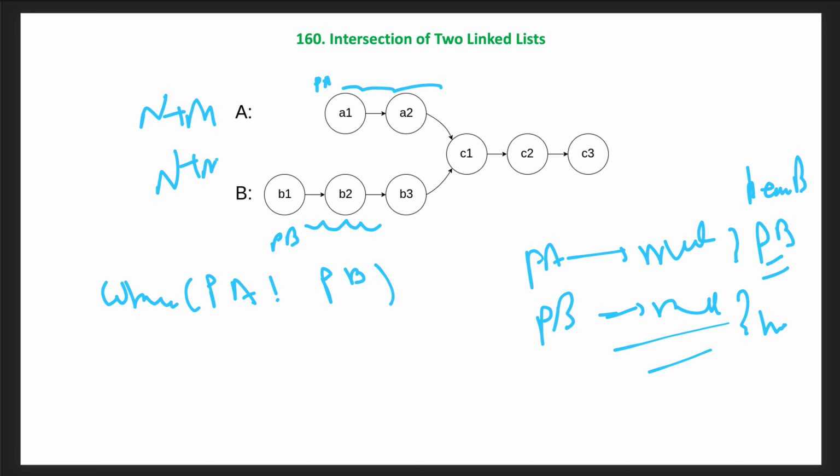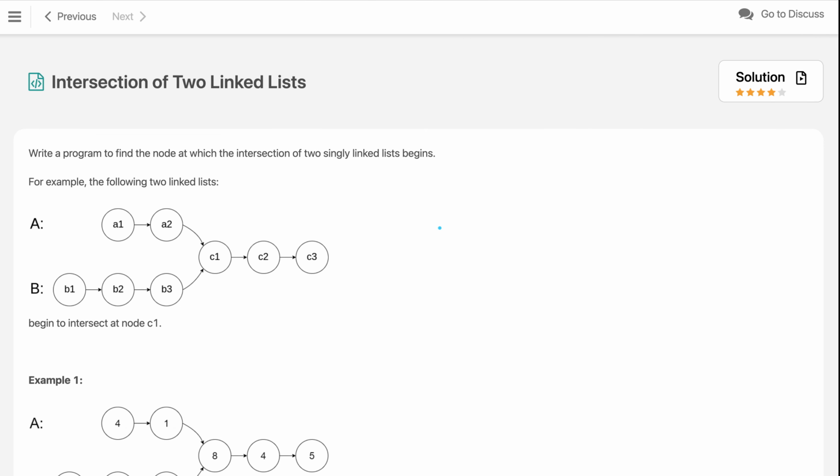So if these two lists intersect each other, at some point at some node we will find it in this loop. As soon as we break this while loop condition, we will return the intersecting node. So let's implement the code.